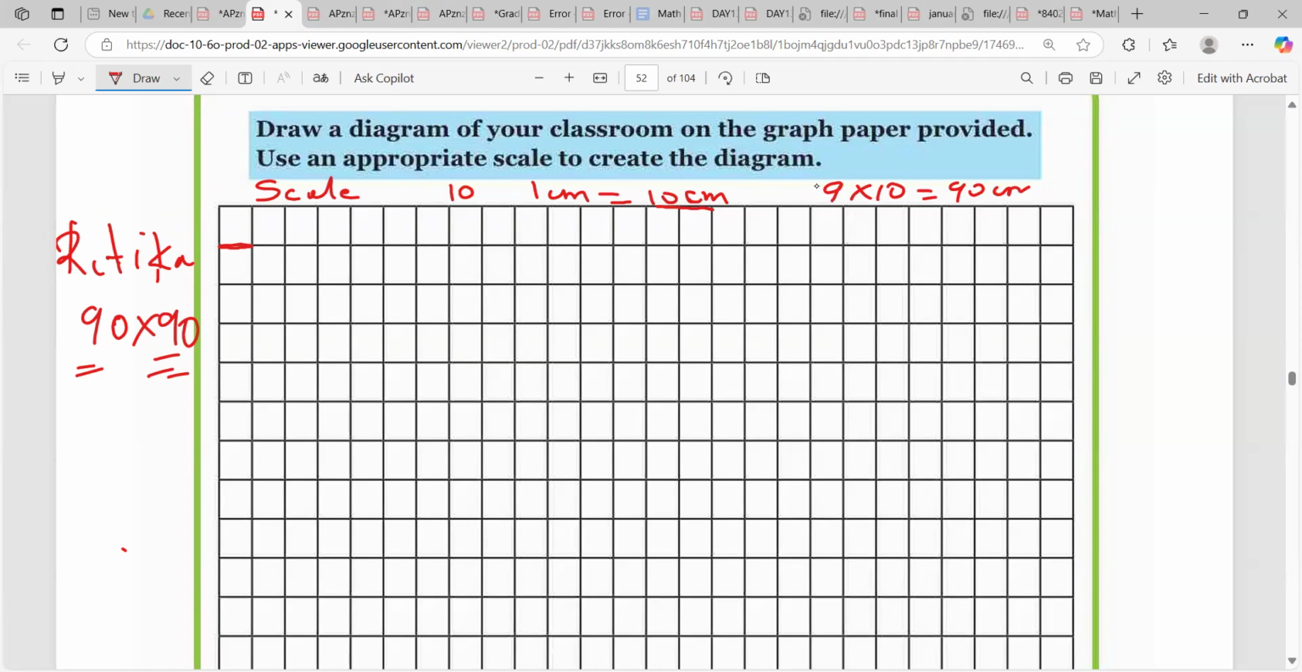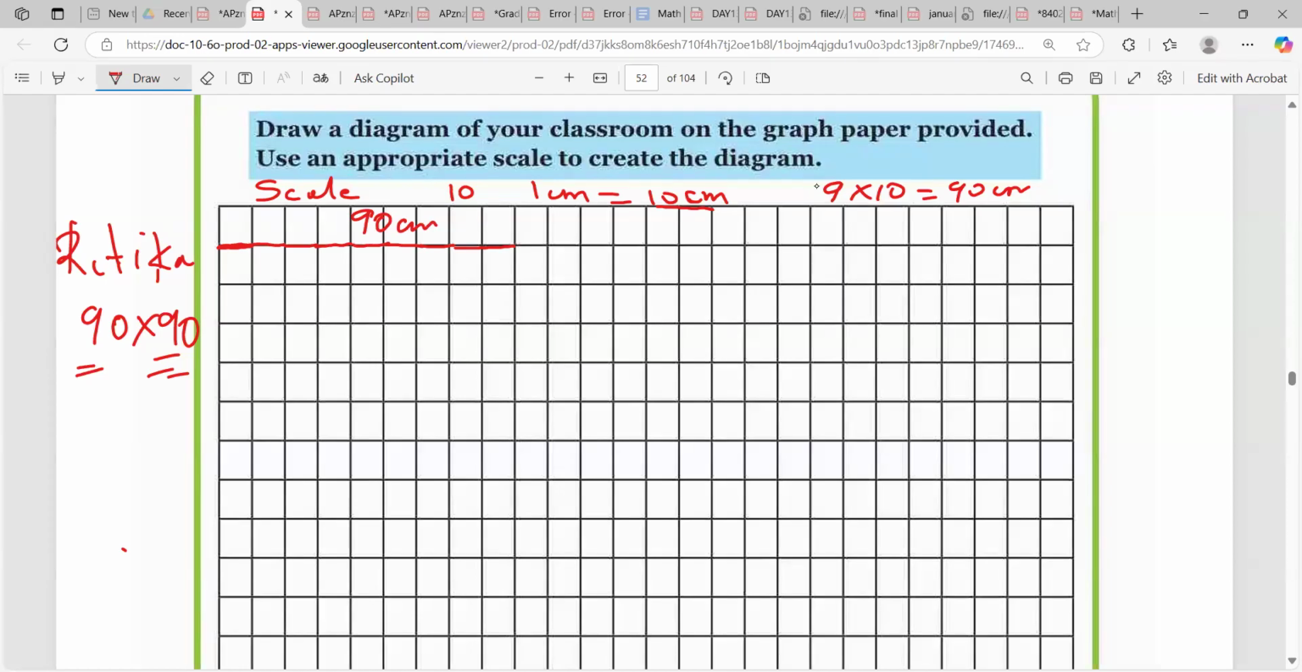All right. So the 1 centimeter is not representing 1 centimeter. Every single 1 centimeter is representing 10. So it's like we are saying 10, 20, 30, because we're going up by 10, right? 40, 50, 60, 70, 80, 90. So this will represent 90 centimeter.